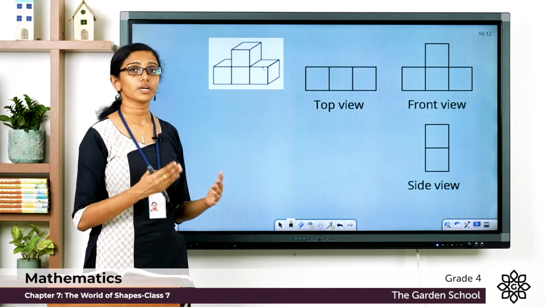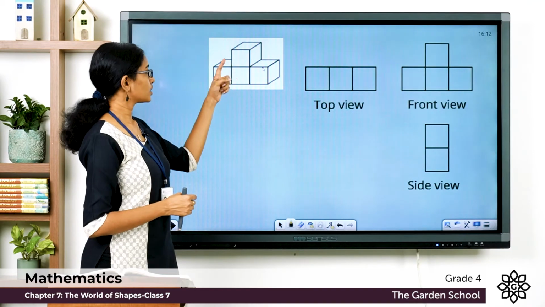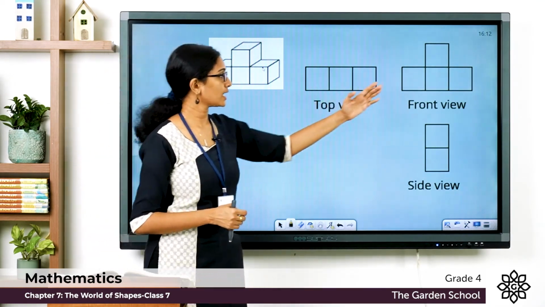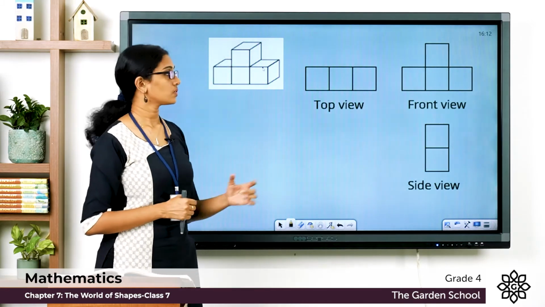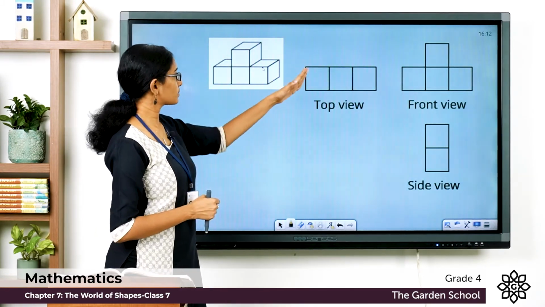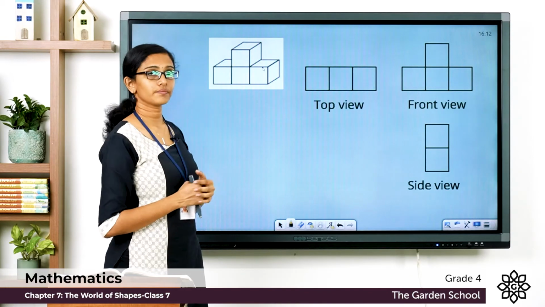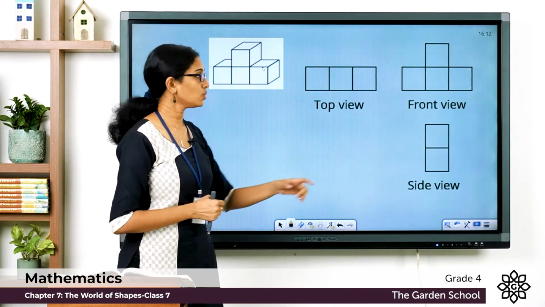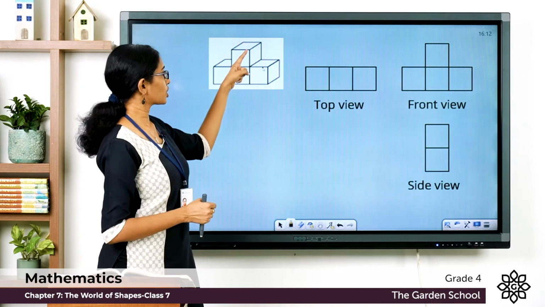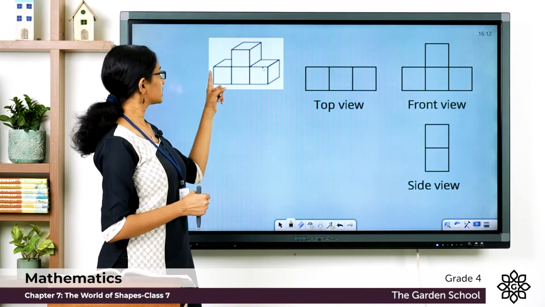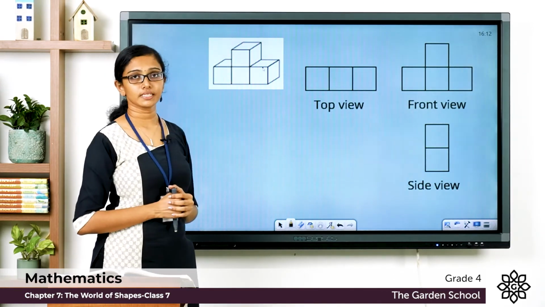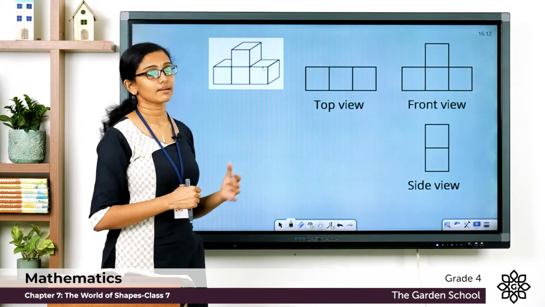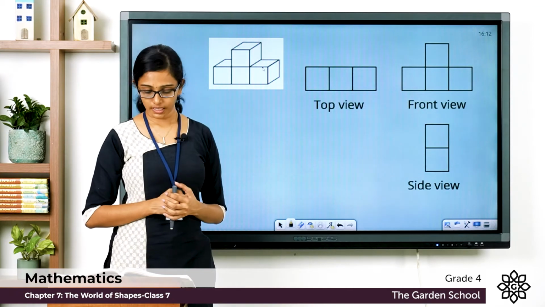And what if you are viewing it from the front? You're going to see 1, 2, 3, 4 cubes, which look like this. Now from the side, if you are viewing it from this side or this side, the left or the right, you are going to see a side view like this. You are going to see 2 cubes, these 2 cubes or these 2 cubes, and not the one in the middle. So your side view will look like this. Similarly, please complete the other questions as well in your notebook.